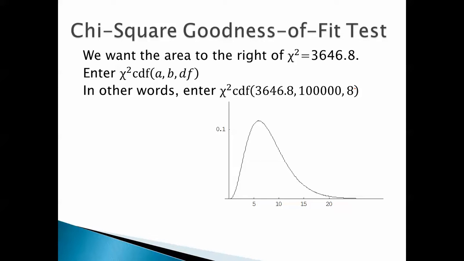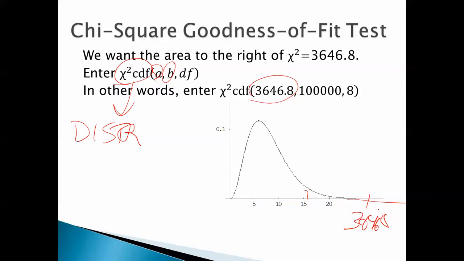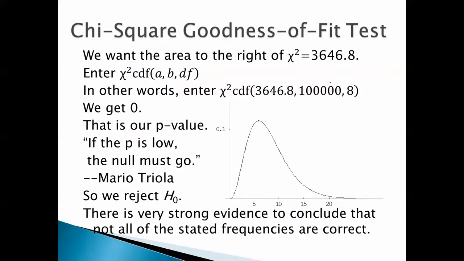Here's what the chi-square distribution looks like with 8 degrees of freedom. To do this, we would just enter chi-square CDF. Chi-square, like the other ones, is available on your calculator under distr. So you can get that under distr. Okay, chi-square CDF. So this is the left endpoint, the right endpoint. So we would enter the left endpoint, 3646.8. That's the left endpoint. It's pretty far out there. The right endpoint is infinity, but your calculator doesn't have an infinity button, so we'll just enter 1 with a lot of zeros after it. That's 100,000. And then the degrees of freedom in this case is 8. And when we enter that, we get 0.